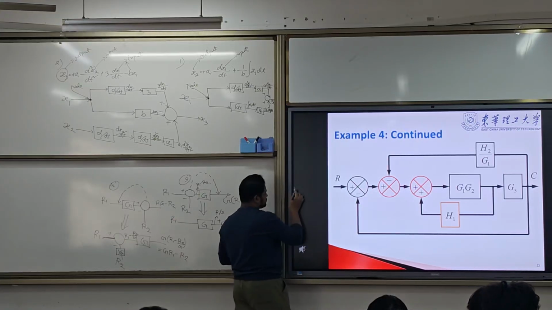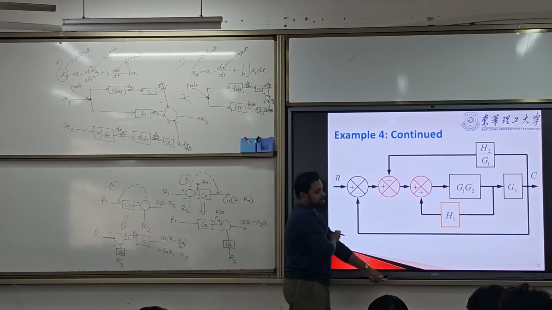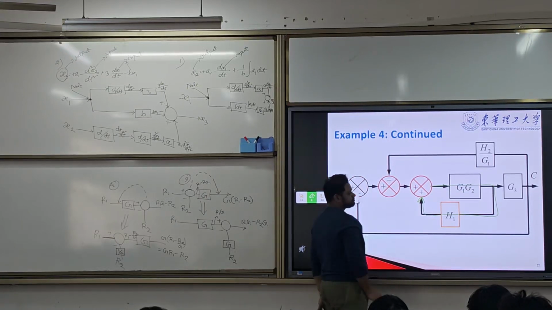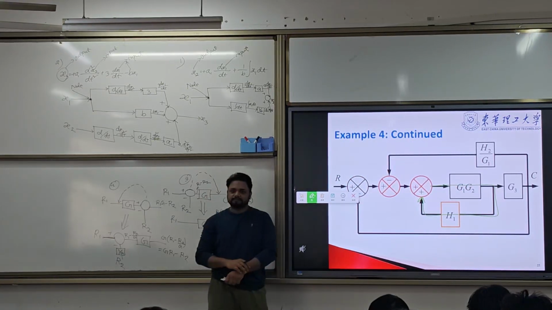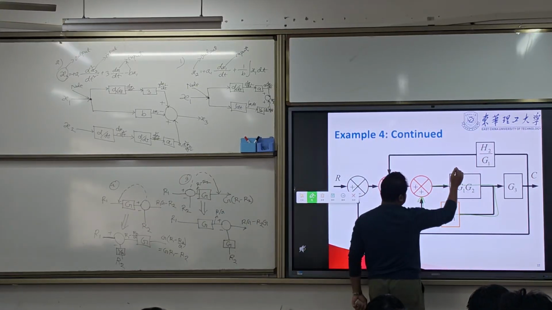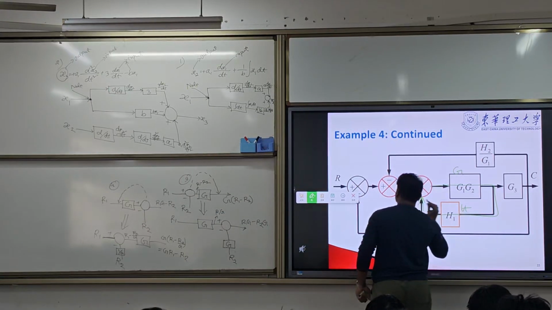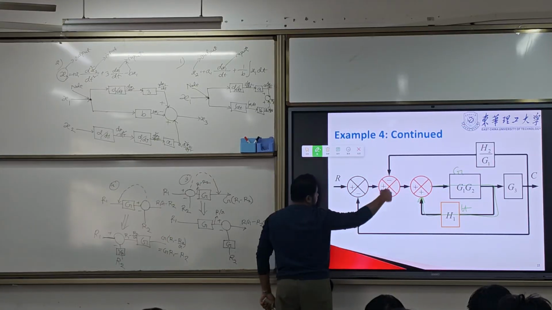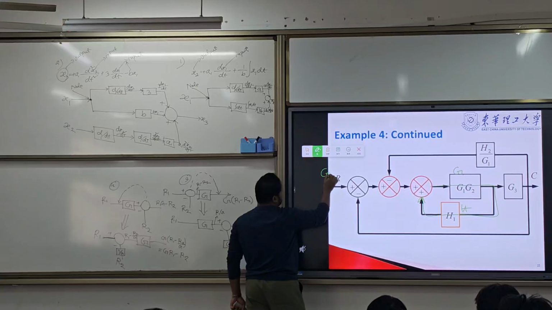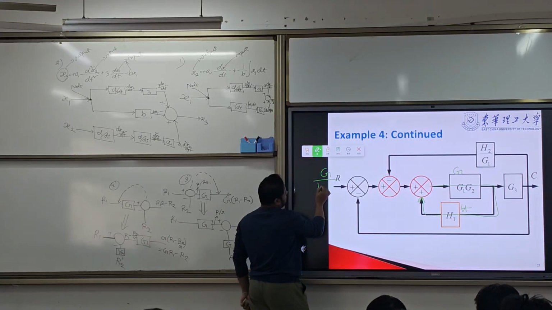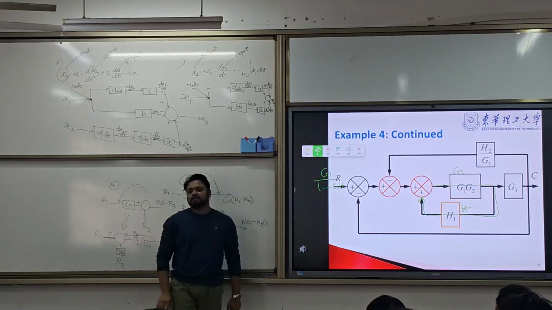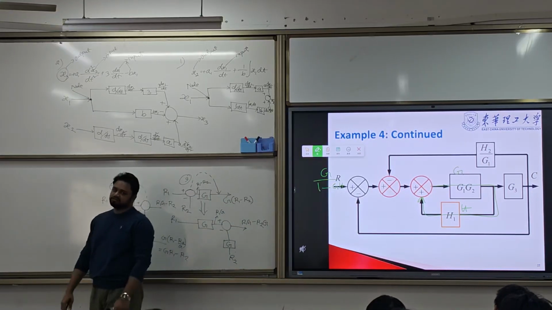Now look at this. Now it looks like a feedback. It is a feedback, so we can apply the feedback rule. This is G. This is H. So here in this loop we will apply the feedback rule: G by 1 minus GH.